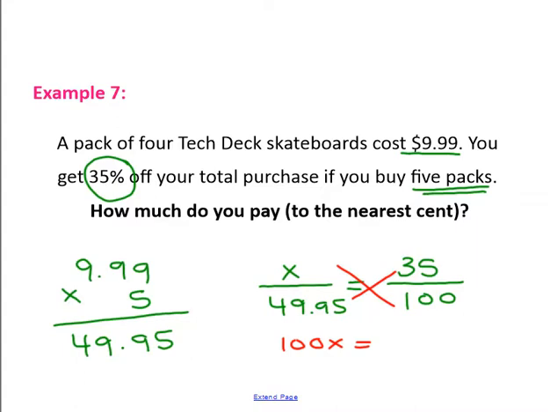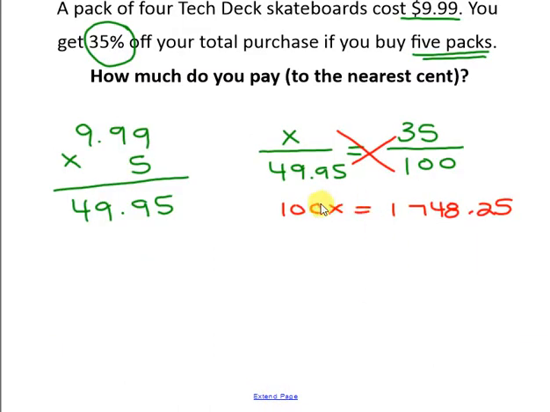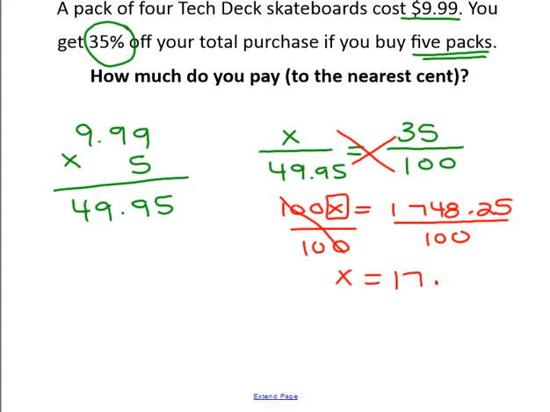$49.95 times 35 is going to be 1,748.25. I'm going to box my variable, divide both sides by 100. This is going to cancel. Bring down the x. When I divide this, I'm going to get 17.4825. Now, this is going to be my discount, but I need to know how much I'm going to pay.